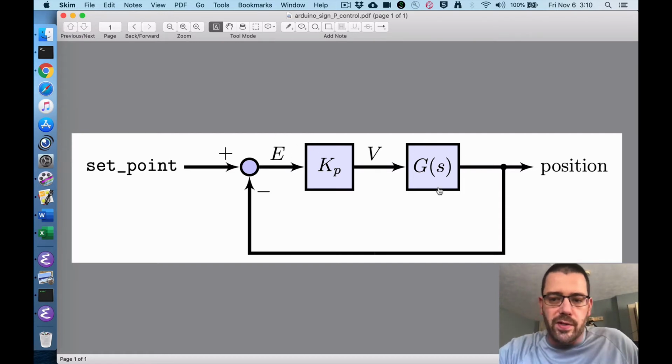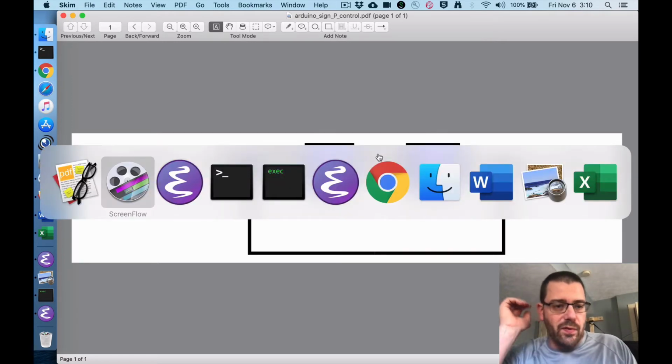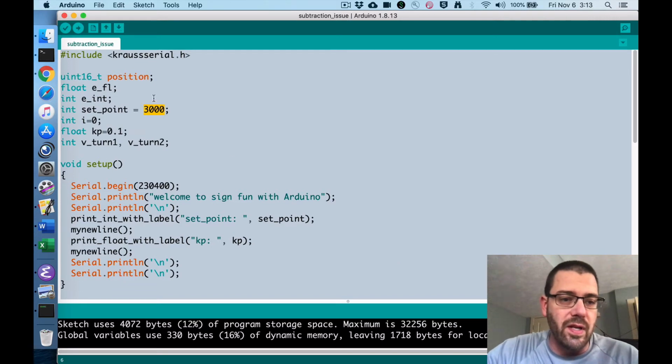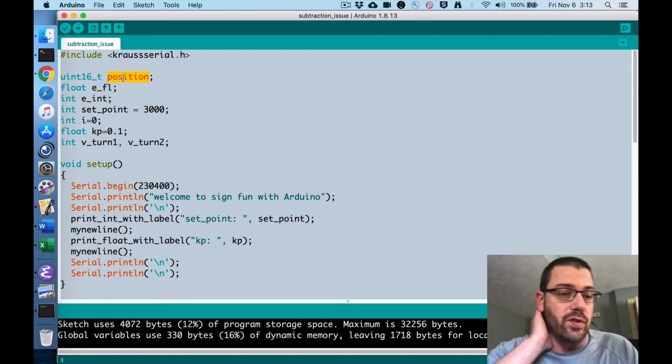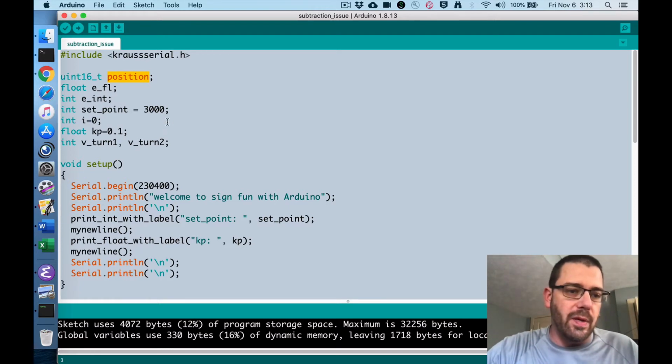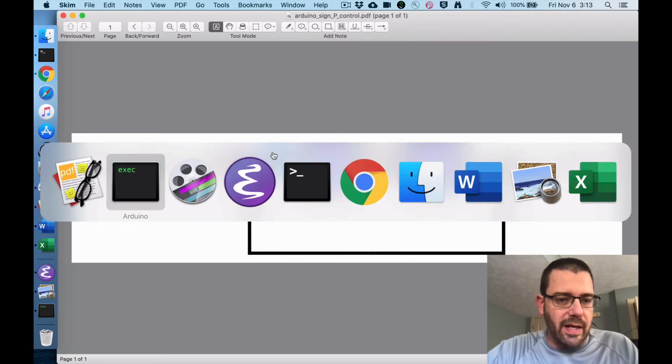What I'm trying to show is if position is greater than set point, then this error should be negative, and it matters a lot whether error is an integer or a float, or we need to cast position into an integer before we subtract it from set point, so that when we multiply by our floating point kp, we get a v that makes sense for us. So my set point is 3000, and I'm working through two different values of position, one of 2800 and one of 3200. In one case, the error should be a positive 200, and in another case it should be a negative 200.